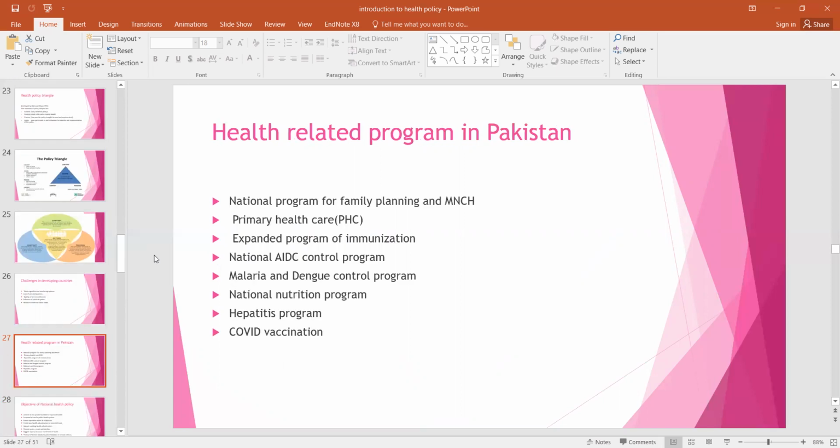There are different health related programs in Pakistan, like the National Program for Family Planning and Maternal and Newborn Child Health Care, Primary Health Care, Expanded Program of Immunization, National AIDS Control Program, Malaria and Dengue Control Program, National Nutrition Program, Hepatitis Program, and nowadays COVID vaccination.